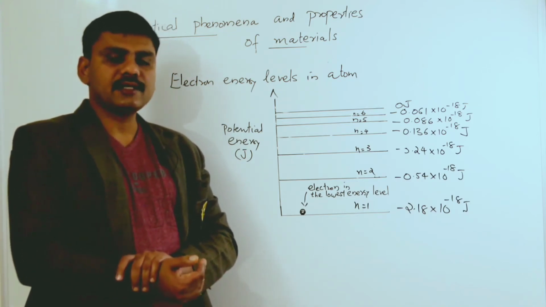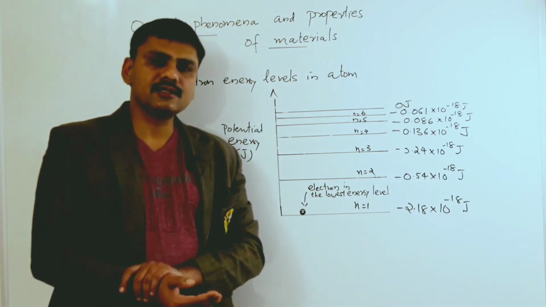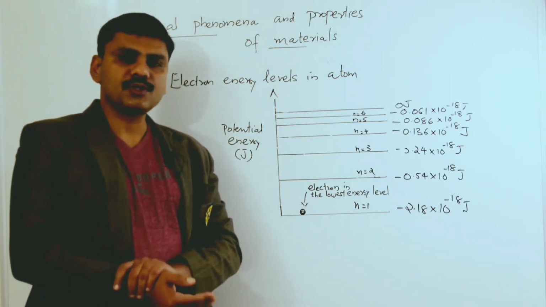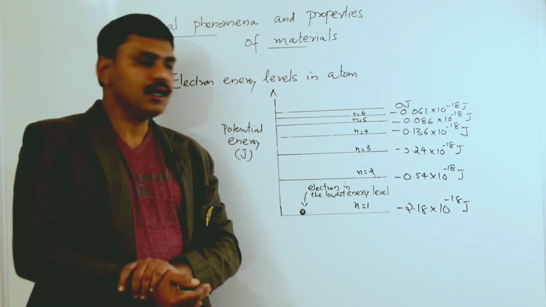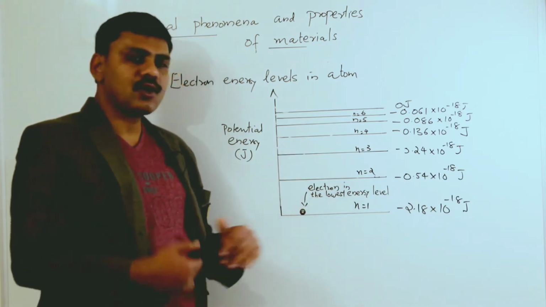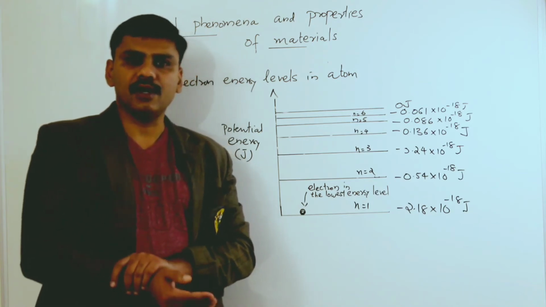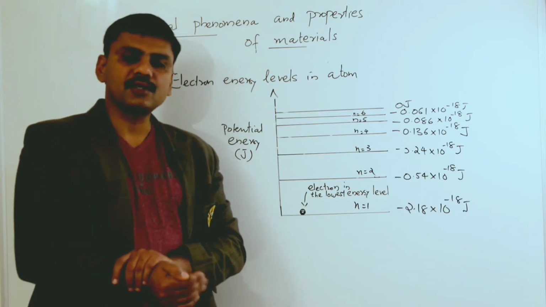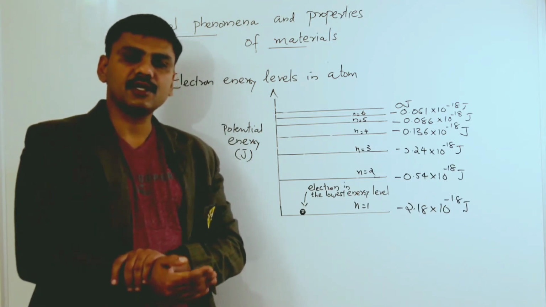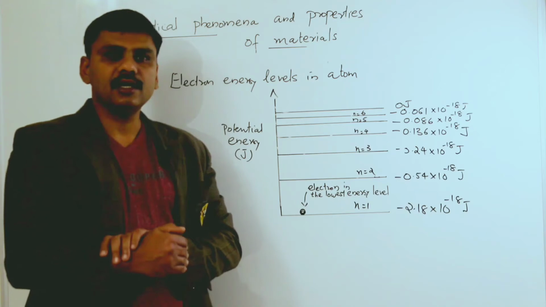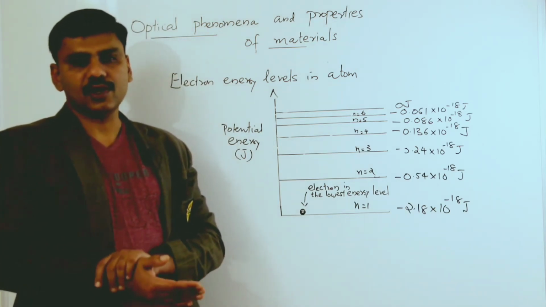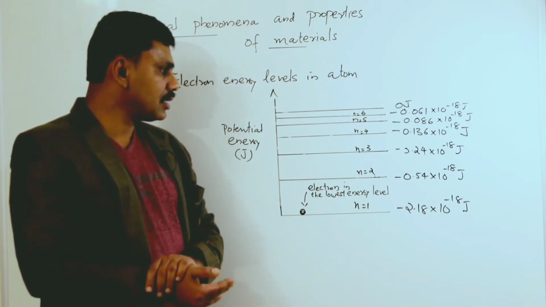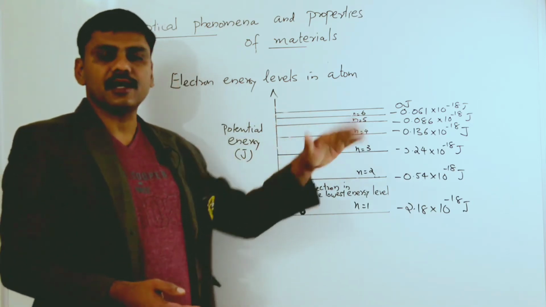So the excited state is not normal. It is not stable, it is unstable. So when the electron reaches the higher energy levels, they are not stable, and after a time it will come back to the lower energy level by releasing energy. That is known as deexcitation. So during deexcitation, the electrons will emit radiations.